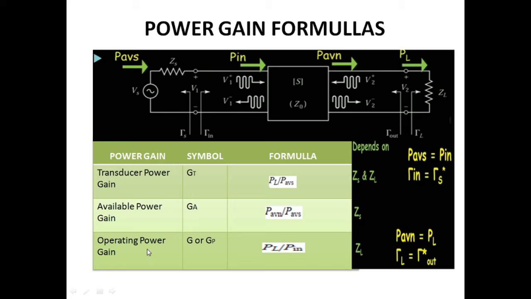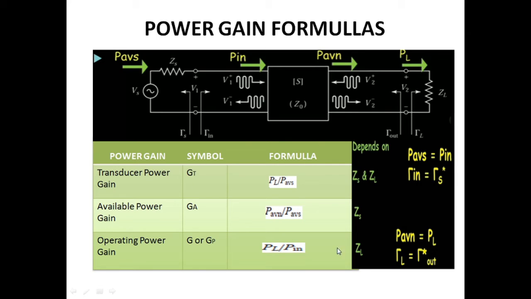Similarly, the third gain is the operating power gain, which is represented as GP, and the formula is PL divided by PIN. PL represents power delivered to the load and PIN represents power delivered to the input side of the network. Okay, so these relate entirely to the load side. So this operating power gain depends on only the load impedance Zl.